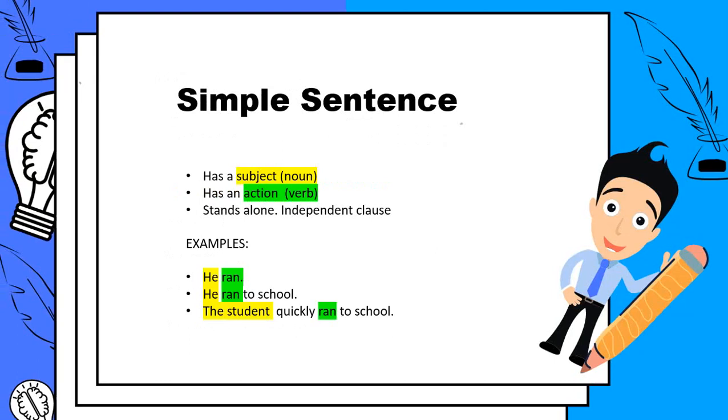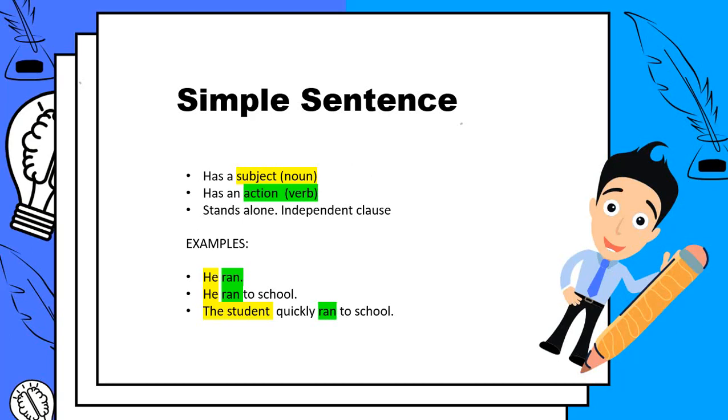So the first sentence, simple sentence, the easiest. A simple sentence has a subject, a noun, and an action, a verb, a doing word. It stands alone. It is an independent clause, and what that means is it makes sense by itself. Now, an independent clause, you may have learned that as a main clause. A main clause, an independent clause, they are the same thing.